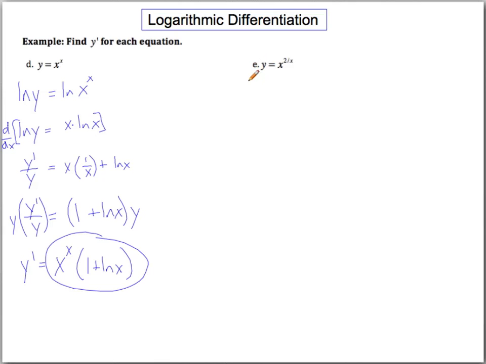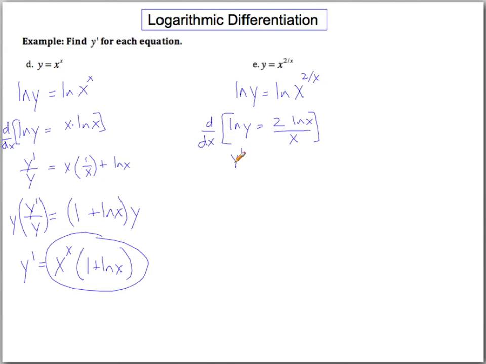Alright, let's take a look at letter E. Again, we have a base that is a variable and a power that includes a variable as well. So this tells us to use logarithmic differentiation. So let's take the natural log of both sides. Okay, and we'll expand this one right here. So the natural log of y equals 2 times the natural log of x over x. And now we want to take the derivative of both sides.